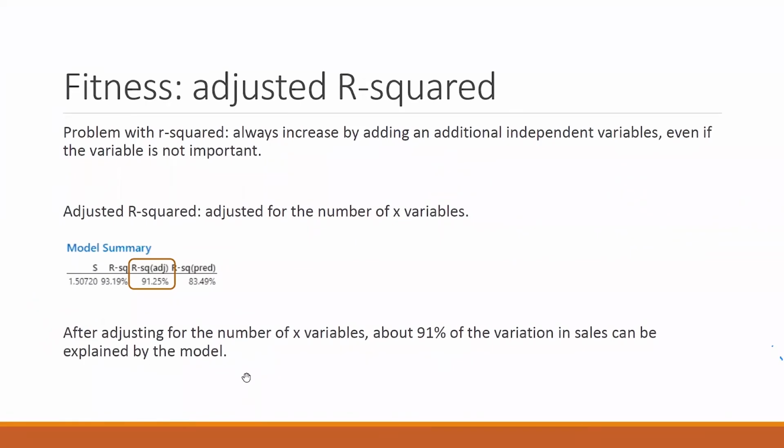The next topic we want to look at is how well the model fits the data, the fitness. For the simple linear regression model case, we look at R-squared. If you recall, R-squared tells us the percentage of variation in the dependent variable that can be explained by the model, or by the x variable. R-squared ranges from 0 to 100%. The higher the percentage, the better the model fits the data.